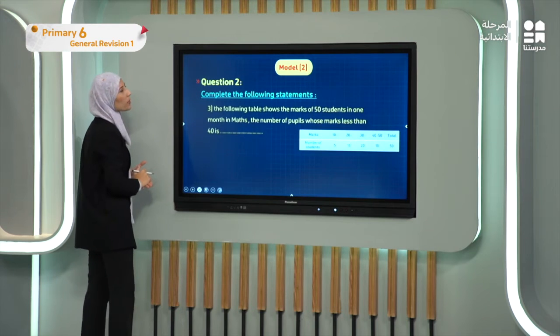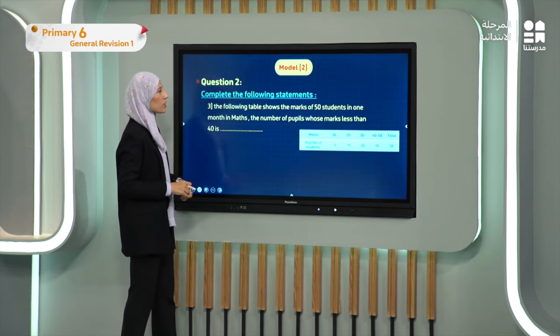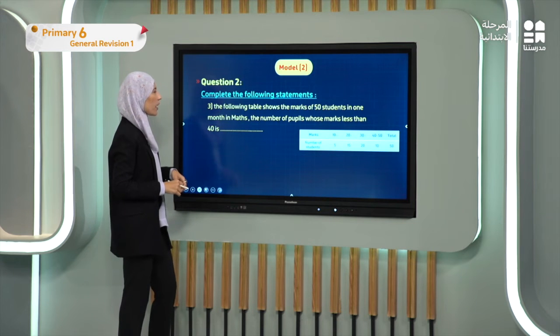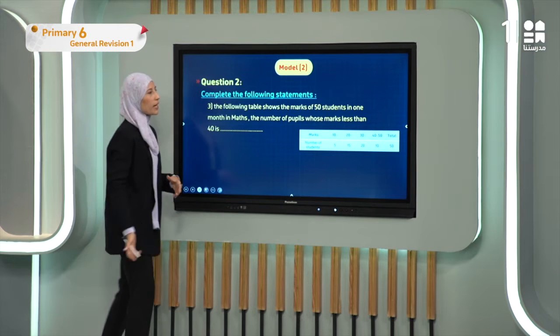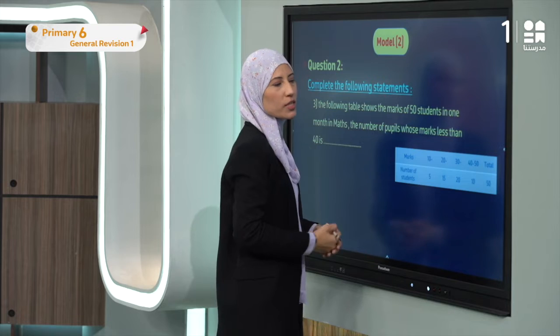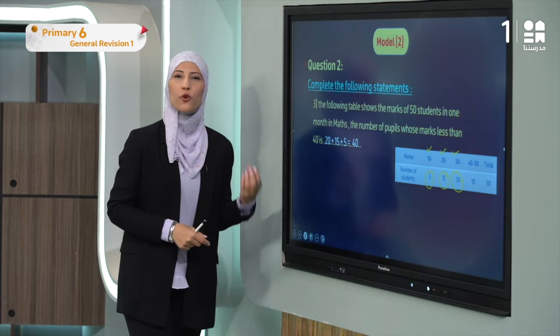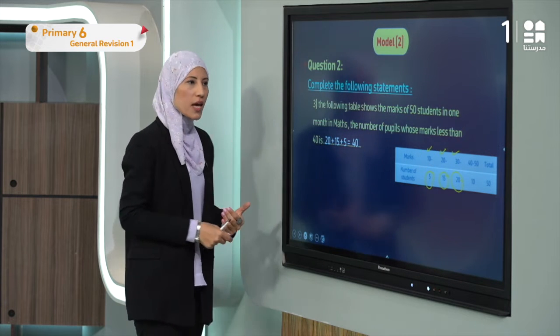Second example بيقول لي complete the following statement. The following table shows the marks of 50 students in one month in math. The number of pupils whose marks less than 40 is. طيب أنا عايز أعرف الماركس اللي less than 40. كل الستودنت اللي جايبين أقل من 40. يعني اللي جايبين 30 واللي جايبين 20 واللي جايبين 10. Equal how many? I'm going to make 20 plus 15 plus 5 to find the number of students. So it will be 40 students. يبقى 40 students have marks less than 40.